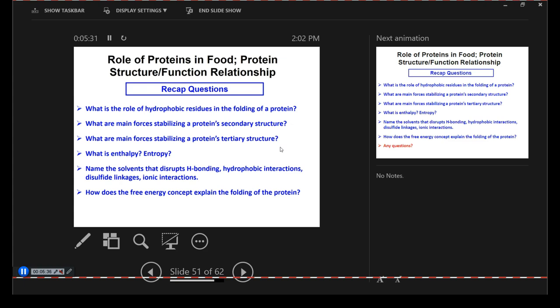Disulfide linkages. Go ahead, Lisa. BME, beta-mercaptoethanol, or any other reducing agent, really. Ionic interactions.